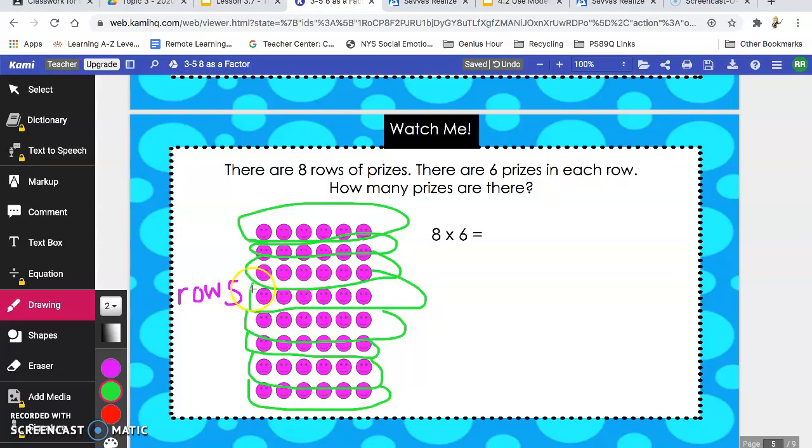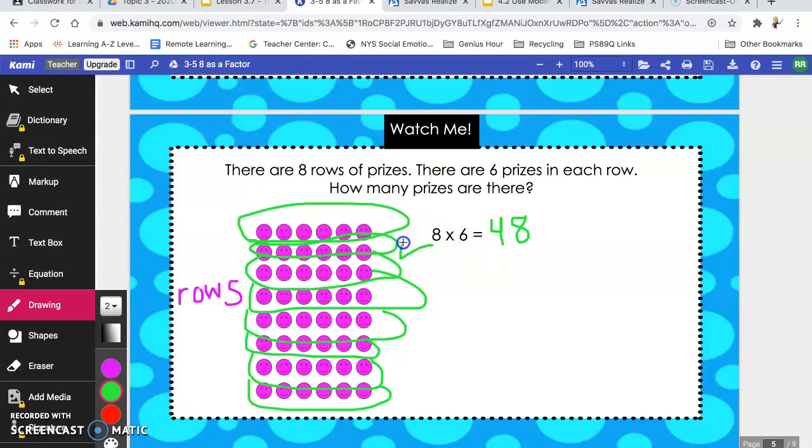1, 2, 3, 4, 5, 6, 7, 8, 9, 10, 11, 12, 13, 14, 15, 16, 17, 18, 19, 20, up through 40, 41, 42, 43, 44, 45, 46, 47, 48. So 8 times 6 equals 48.